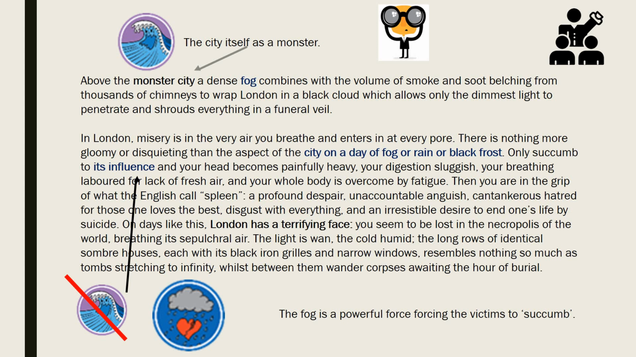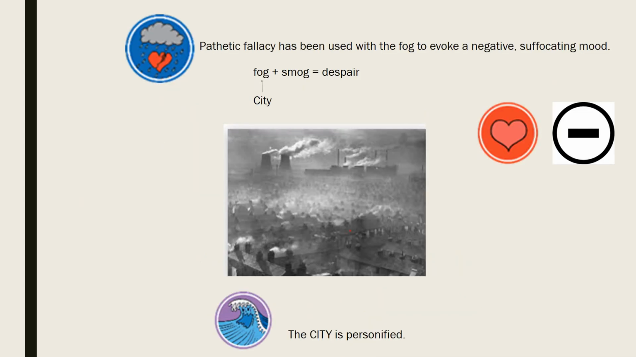So they are using pathetic fallacy to show that the fog is such a powerful force that it is having a profound effect on her and the inhabitants. So we've gone beyond just saying personification is used. We've said it's used to describe the fog and the effect that the fog has on the writer. And you can talk about how the city is personified. So we have the city down here.